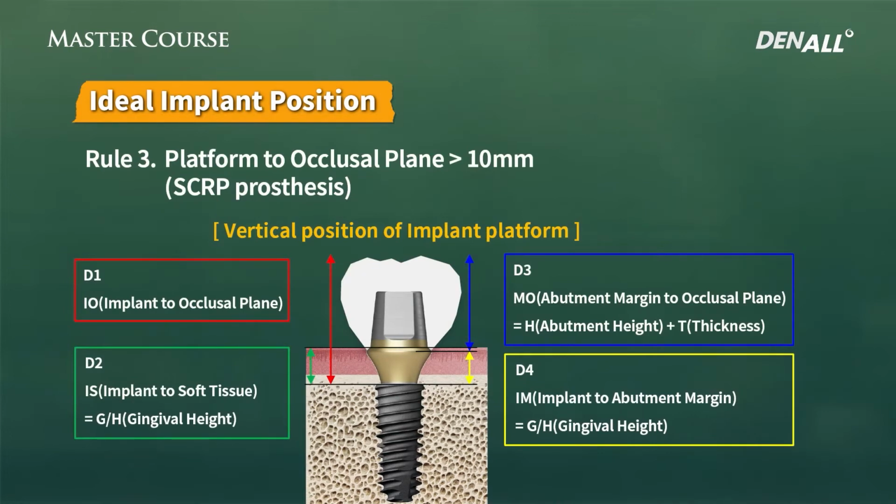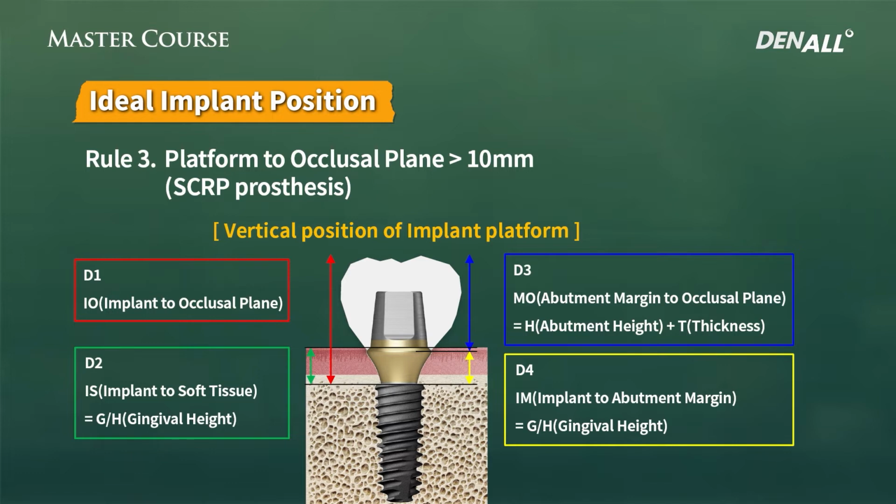The third rule, implant platform to occlusal plane. From the retrievability perspective, I prefer to use an SCRP type prosthesis. Considering proper thickness of abutment and prosthesis, 10 millimeters or more space needs to be secured. After surgery, during model evaluation with the technician, this can be recognized.